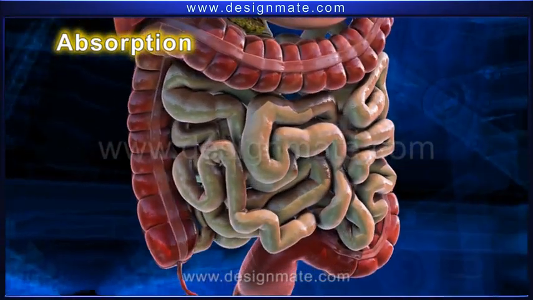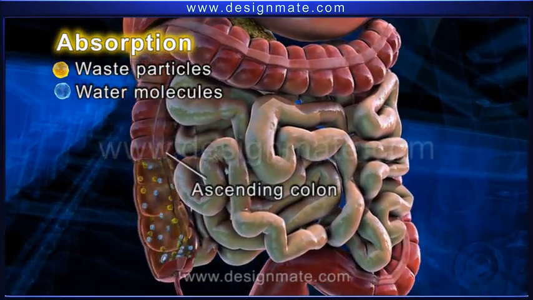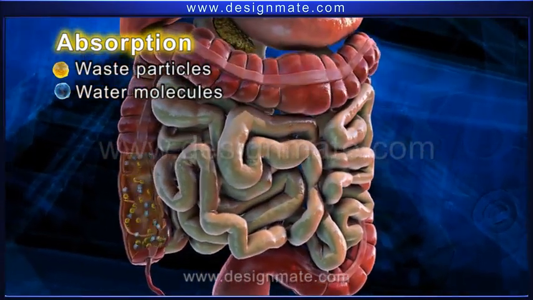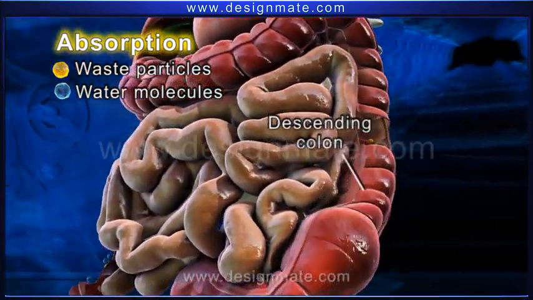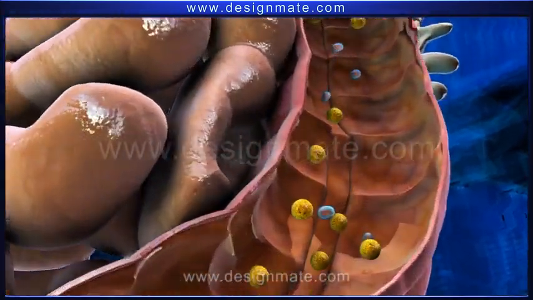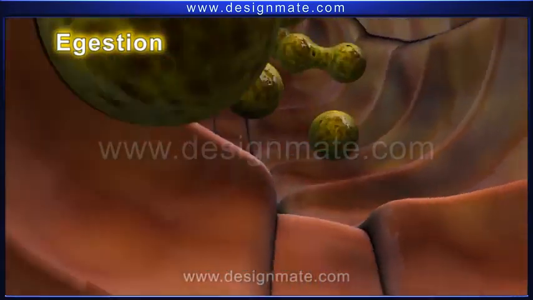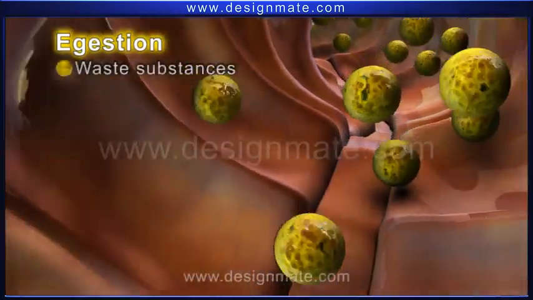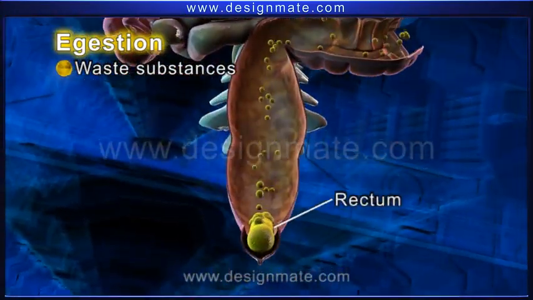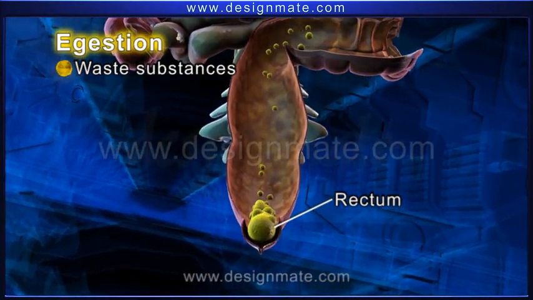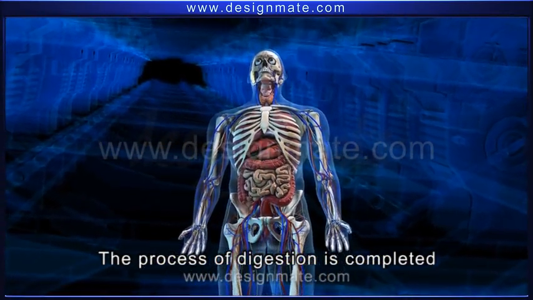These molecules further pass through the small intestine and finally reach the ascending colon of the large intestine. From here, it passes through the transverse colon to the descending colon. Most of the water molecules are absorbed by the walls of the colon, and the waste substances are collected in the lowermost part of the colon, known as the rectum, from where the waste substances are excreted out. Thus, the process of digestion is completed.